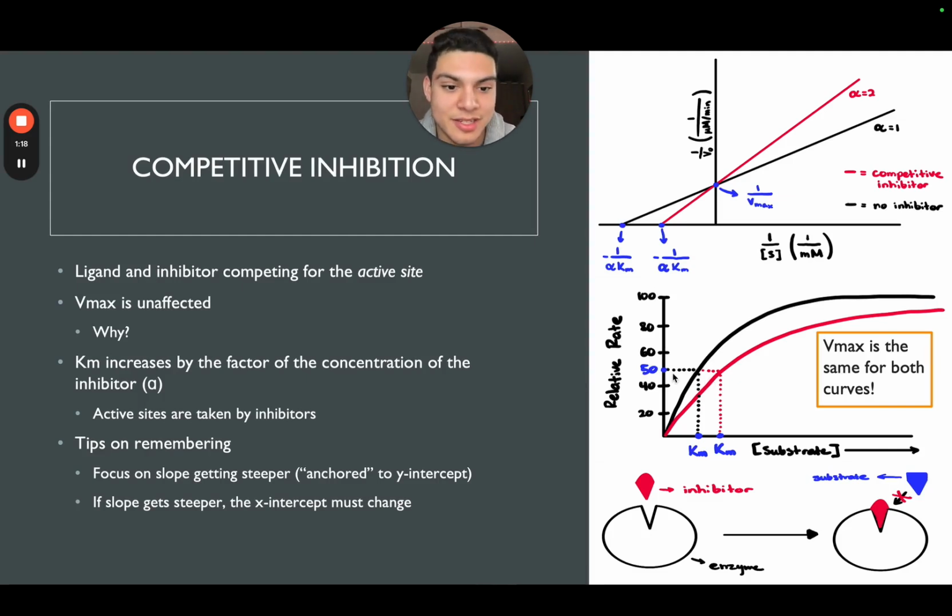If we look at this Michaelis-Menten plot here, the black line is the regular no inhibitor, and then the red one is the inhibitor present, and it corresponds to this top one. So we see here that the Km has a lower substrate concentration in order to reach 50%. With the inhibitor, it takes a greater concentration. So we know that the Km increases with the inhibitor, decreased binding affinity. So try to rationalize the two, see both, and if the slope gets steeper, the x-intercept must change because we're keeping that y-intercept the same.